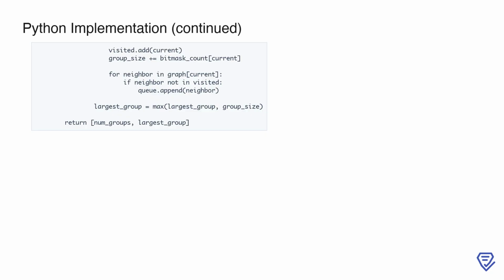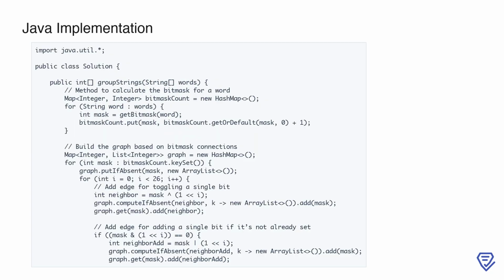After processing all the masks and their connected components, we return an array containing number_groups, the total number of connected components, and largest_group, the size of the largest group. This concludes the implementation, effectively grouping the strings based on their connectivity in the graph. Here, we start by importing the necessary utilities and defining our class and main method for the solution. The goal is to group strings based on their bitmask representations.